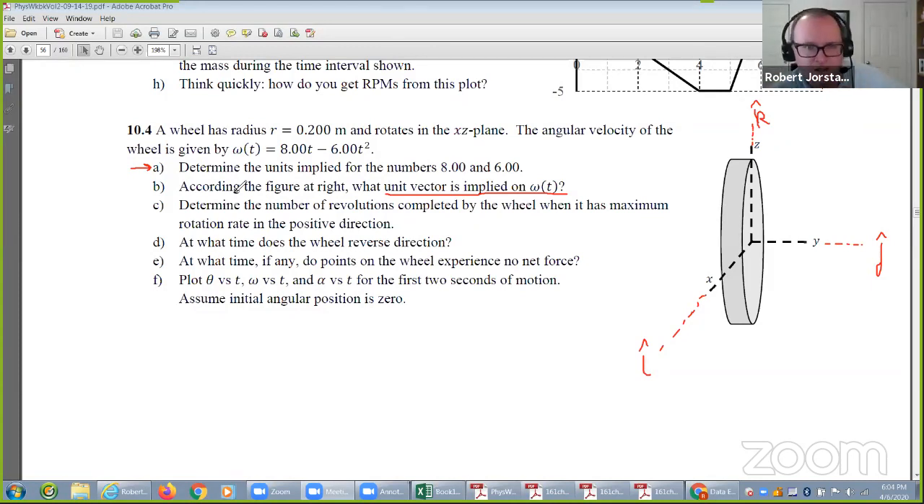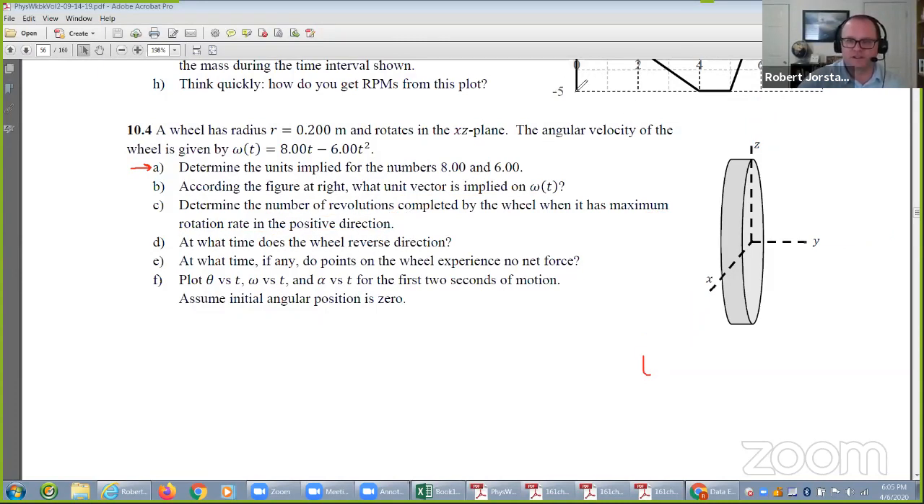Okay. Ooh, we haven't had something like this yet. Determine the number of revolutions completed by the wheel. Oh boy, when it has maximum rotation rate in the positive direction. That's a dense looking sentence. You might remember some of these from chapter 2 when you had these very compact sentences that contained a lot of information.